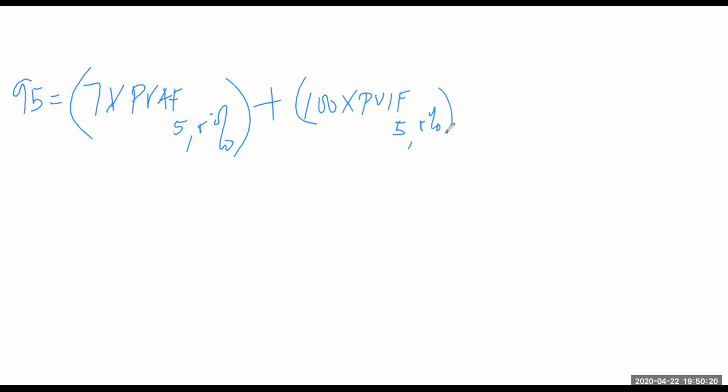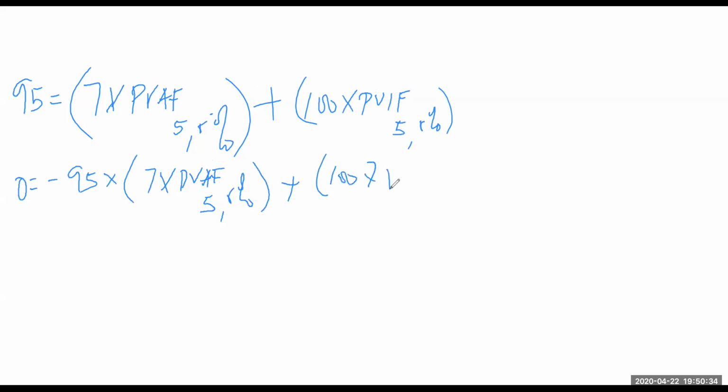So in case we discount correctly, then we ought to get a 0. So 0 is equal to negative 95 plus 7 times present value interest factor, 5 years, R%, plus 100 times present value interest factor, 5 years, R%. So it's a trial. If, for example, we try 7%, that is our first attempt. 7% is our first trial.